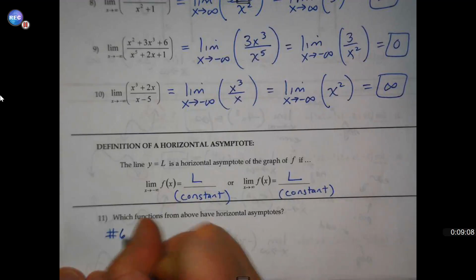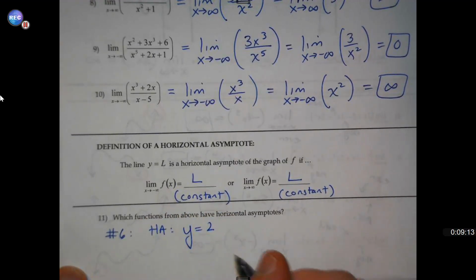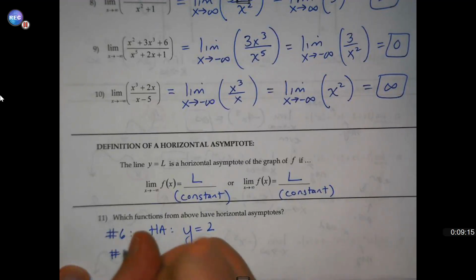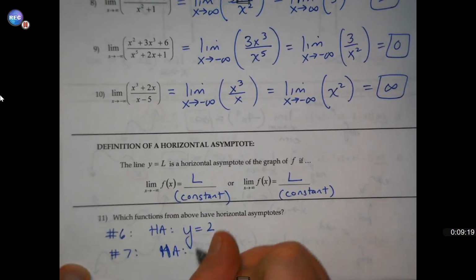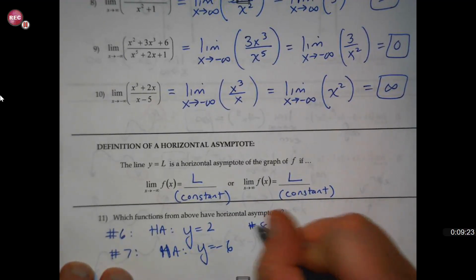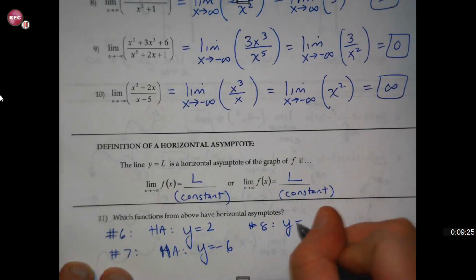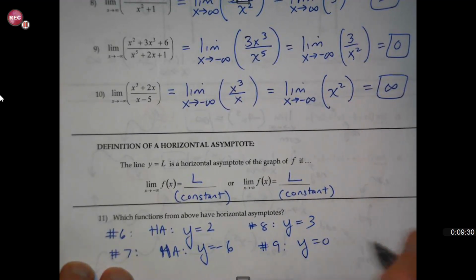So for number 6, my horizontal asymptote would be written as y equals 2. Number 7, we could write it as, we'll say HA, be y equals -6. For number 8, we're going to say y equals 3. And for number 9, we'll just say y equals 0, which is just the x-axis.